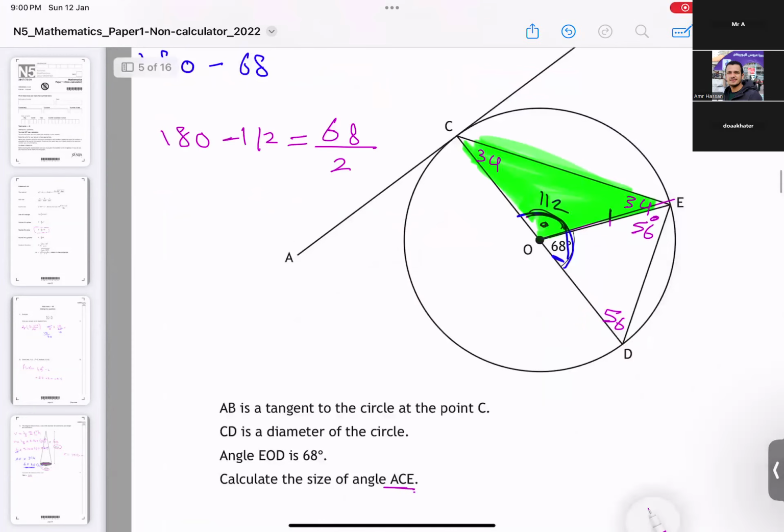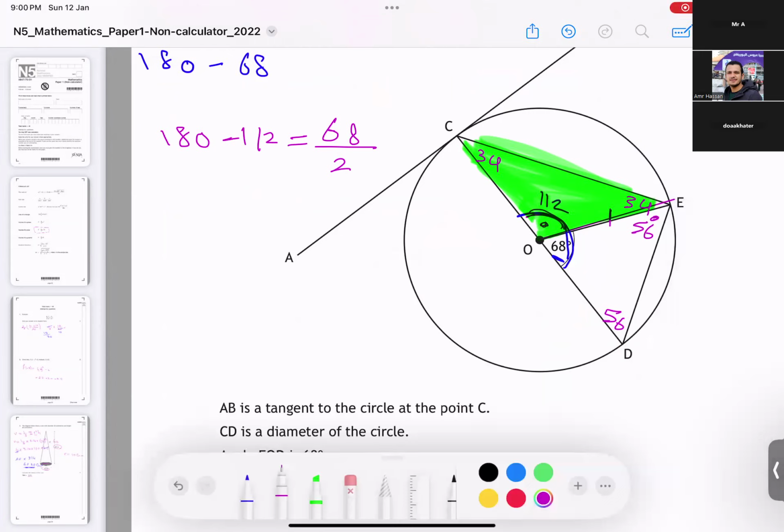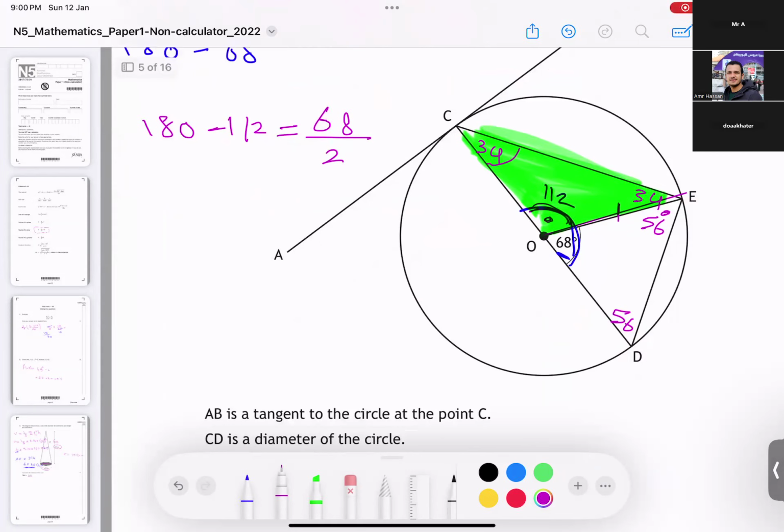I've been asked to get what is ACE, right? Look at this one. ACE consists of a couple of bars. The first part, I got it already, 34, right? But I don't have the other one. I mean, it's this one, right? Yeah.